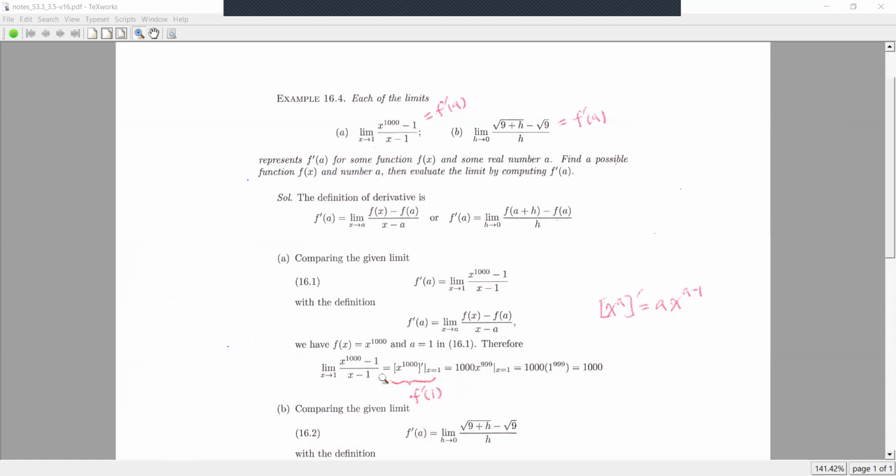So this limit is equal to derivative of the function f at 1. That means take derivative on the function, then plug in 1 in x. By the power formula, x to the 1000 derivative is 1000 times x to the 999. This is the derivative of the function at x. Now plug in 1 in x, then we get derivative of the function at 1. It is 1000. Therefore, this limit is 1000.